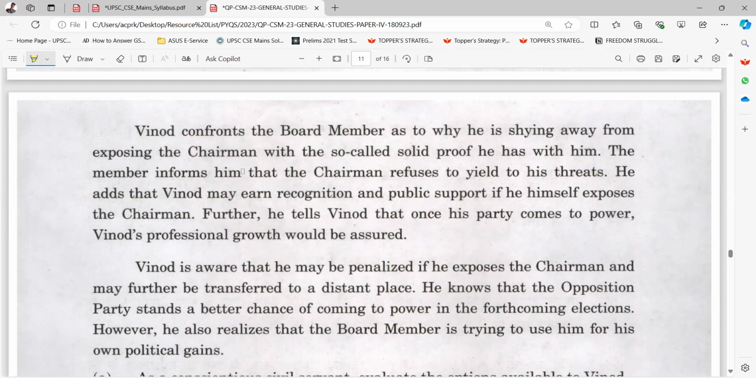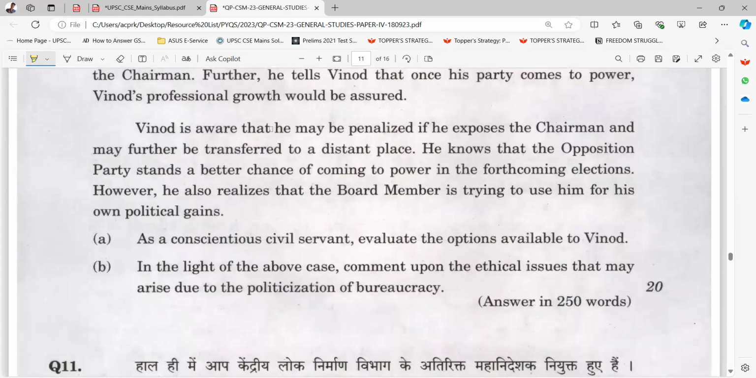The member informs him that the chairman refuses to yield to his threats. He adds that Vinod may earn recognition and public support if he himself exposes the chairman. Further, he tells Vinod that once his party comes to power, Vinod's professional growth would be assured. Vinod is aware that he may be penalized if he exposes the chairman and may be transferred to a distant place. He knows that the opposition party stands a better chance of coming to power in the forthcoming elections. However, he also realizes that the board member is trying to use him for his own political gains.